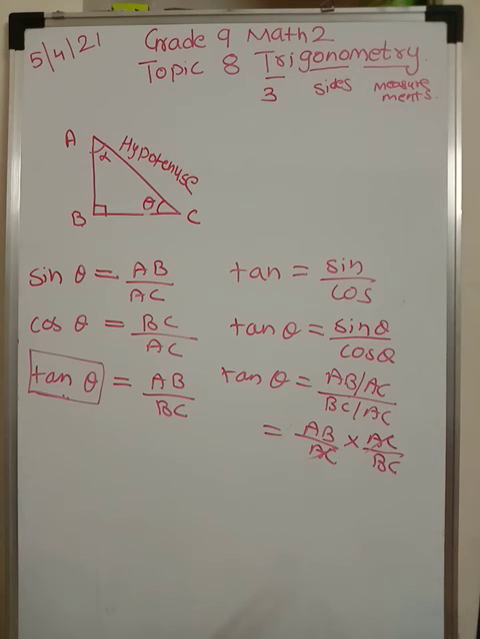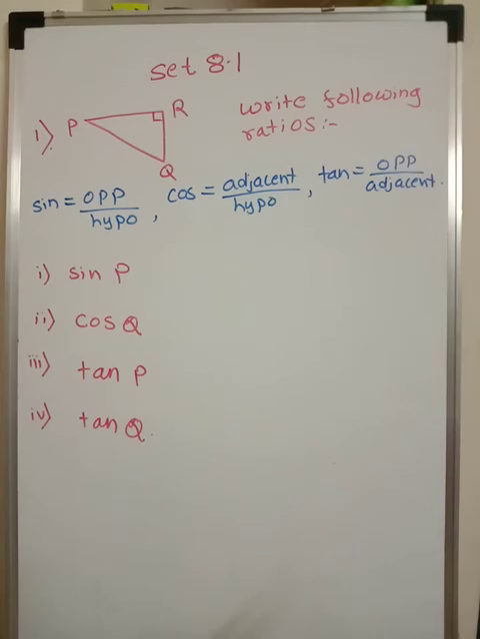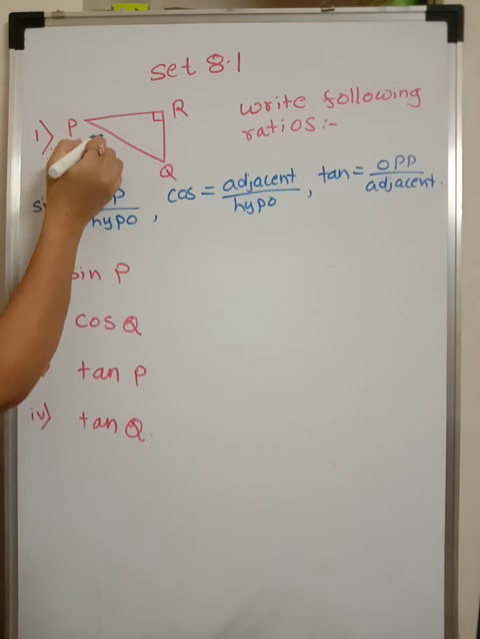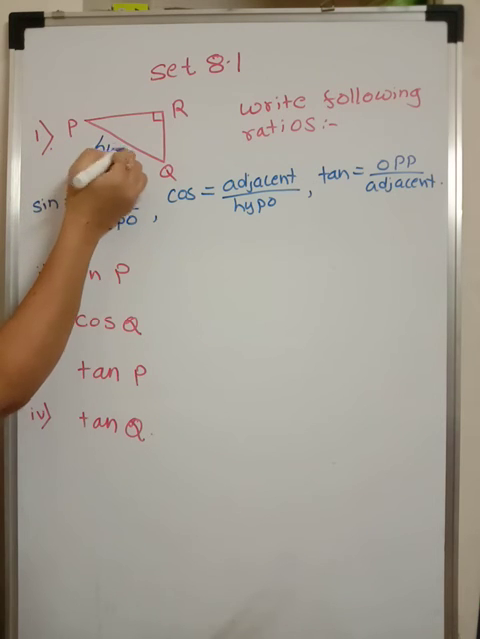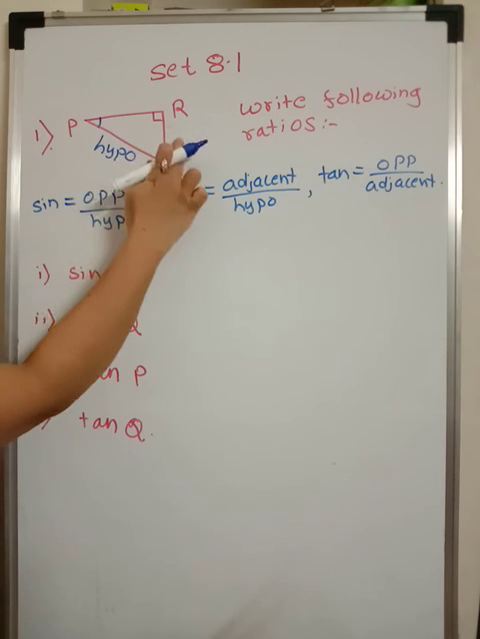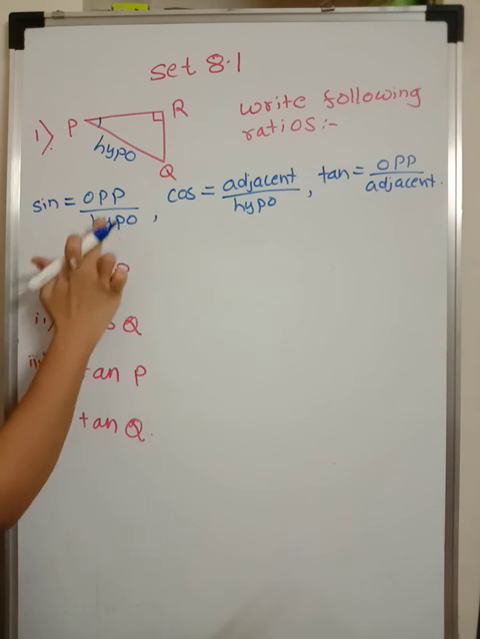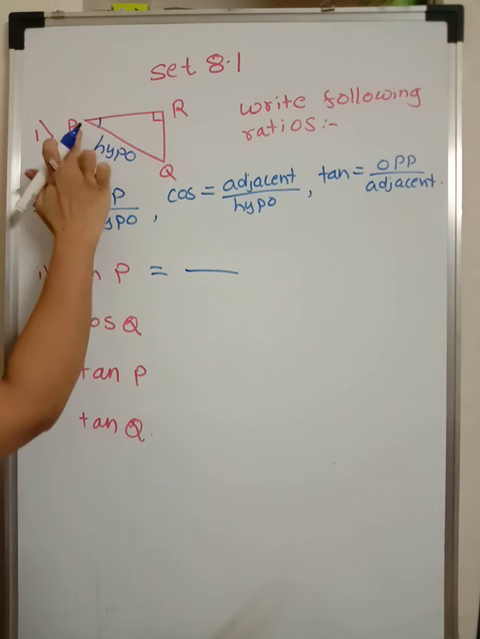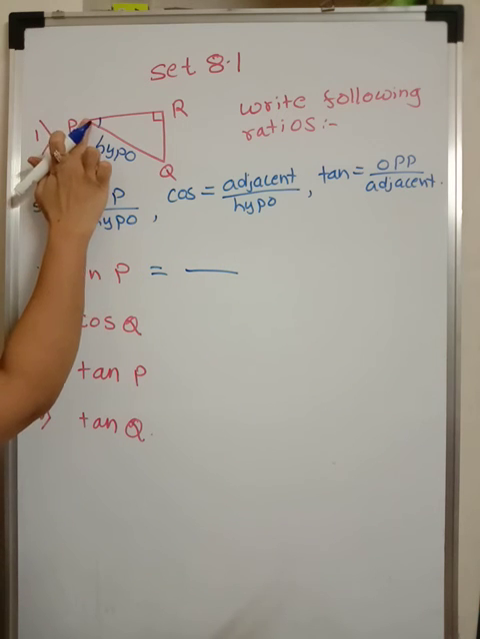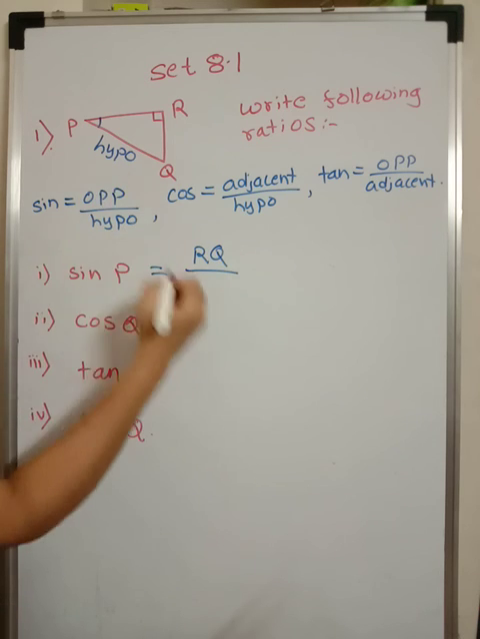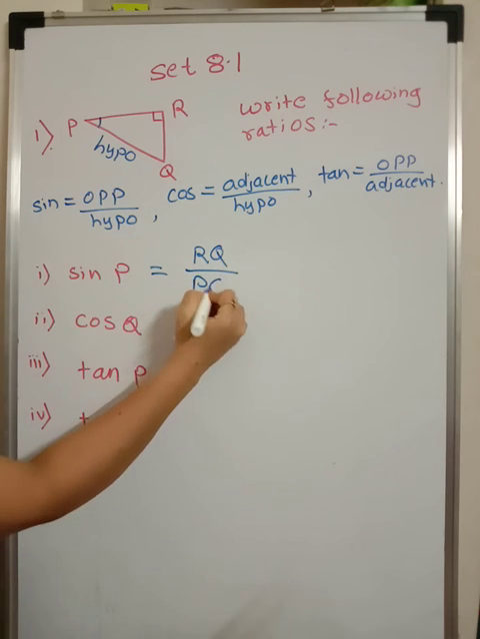Let us go for the first problem. Now look at the first problem. We have to find sine P. Angle P is this. Now this is 90, so this is the hypotenuse. First you mark the hypotenuse. Okay. Now for this angle, that is P, look at the sine ratio: opposite upon hypotenuse. What is opposite to angle P? The opposite side is RQ, or you can write QR. Hypotenuse is what? PQ.